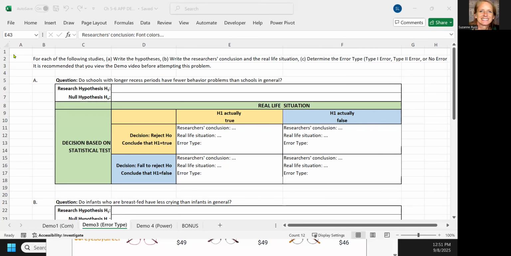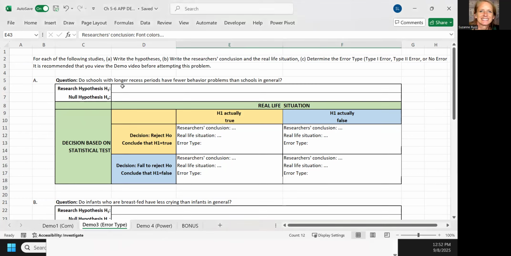So next I'm going to go over the demo 3 error type, which is similar to your problem 3. And as you know, demo 2 is really just the same as demo 1. So demo 4 power, demo 3 error type, we're asked to A, write the hypotheses, B, write the researcher's conclusion and the real life situation, C, determine the error type, type 1, type 2, or no error. And that's all. Watch this video before you begin the problem.